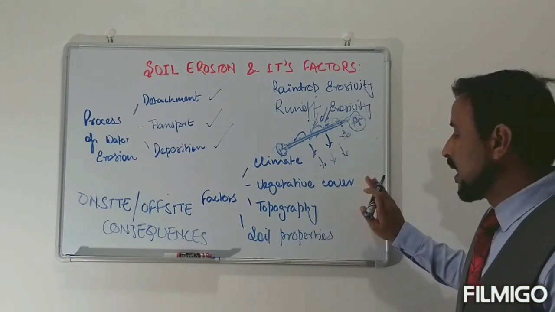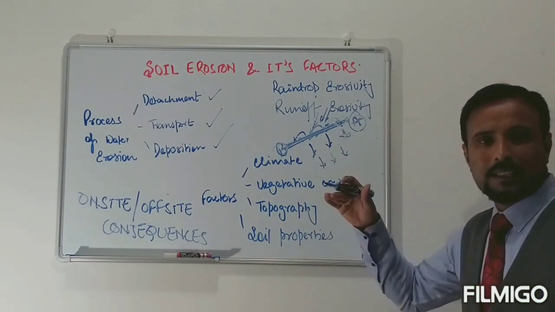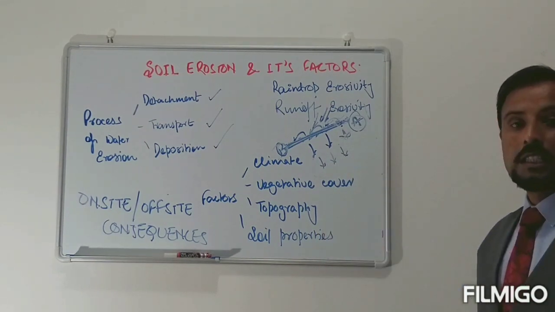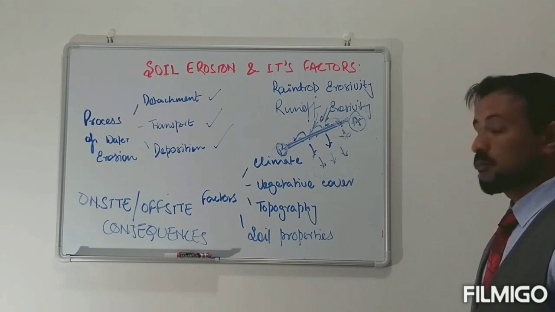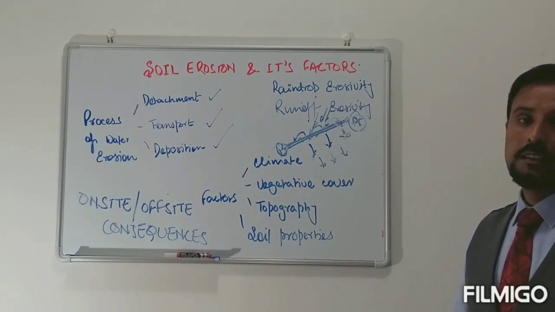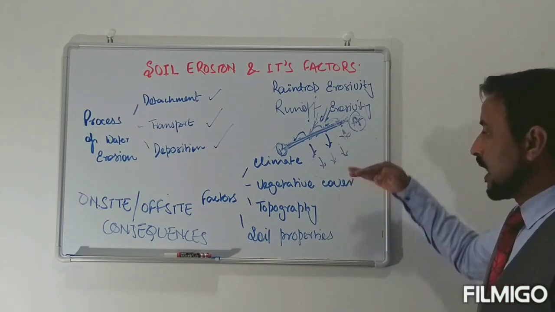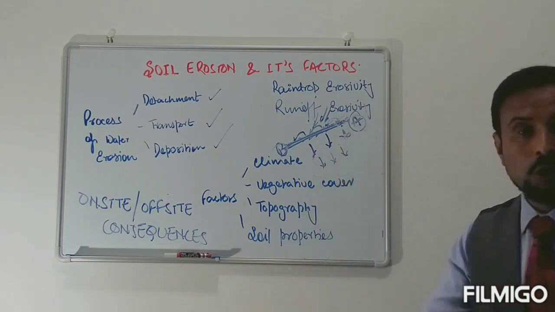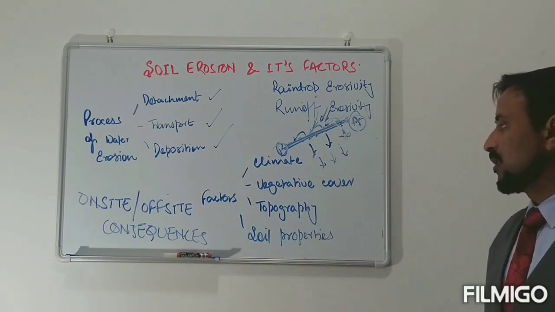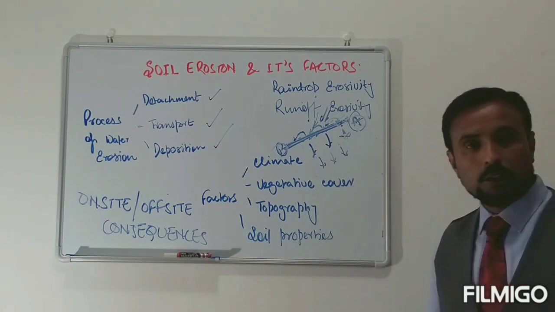Then comes topography, land size, land's degree, right? How it is tilted, all these things also matter, because erosion by water depends on them. If the land is more tilted, the movement of water will be more, right? So topography is also one more factor. Then vegetative cover is also there.